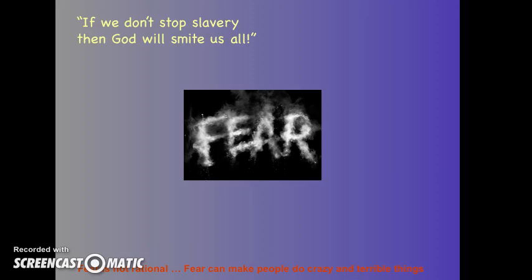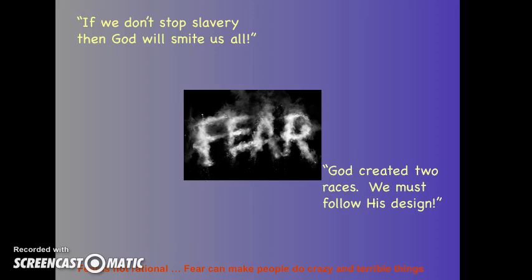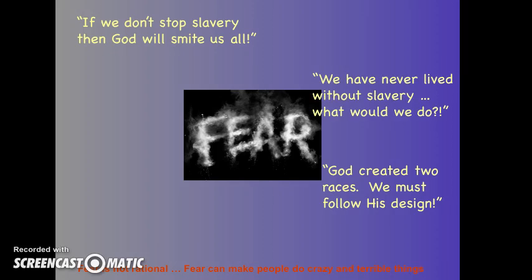You had Northerners fearing the actions of God will strike us down if we don't end slavery. And you had folks in the southern slave states feeling like, well, but God made two races. We have to follow what we believe his design was. So you've got religious fears on both sides.